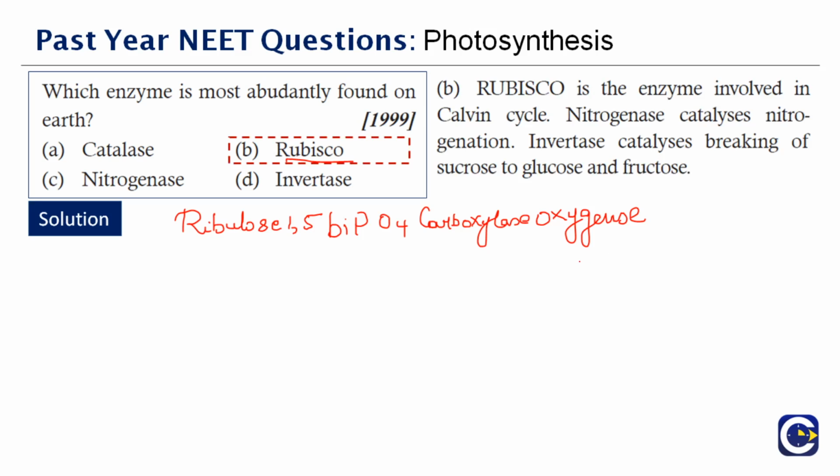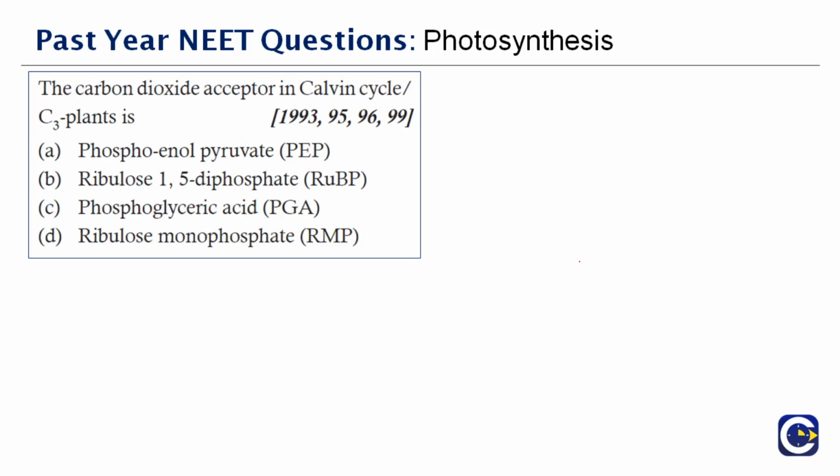Okay, invertase helps in breaking down of sucrose to glucose and fructose. Otherwise, catalase and invertase I've explained to you. Nitrogenase will help in the nitrogen fixation process. So the major enzyme, or the one which is abundantly present on earth, is Rubisco.